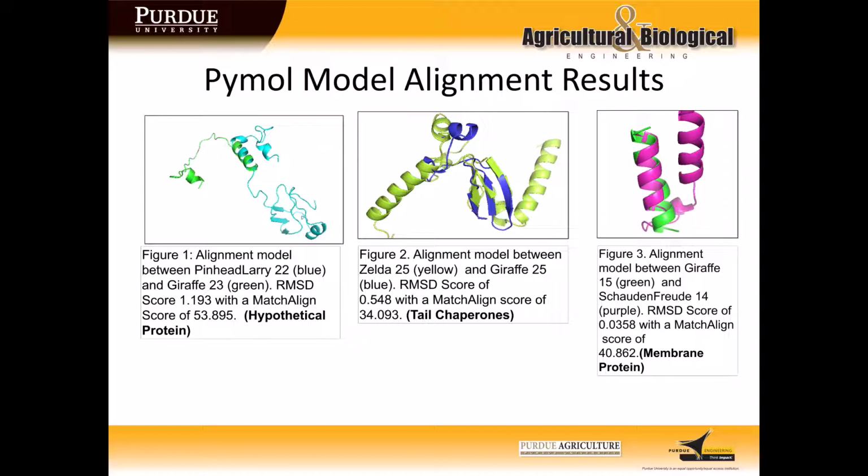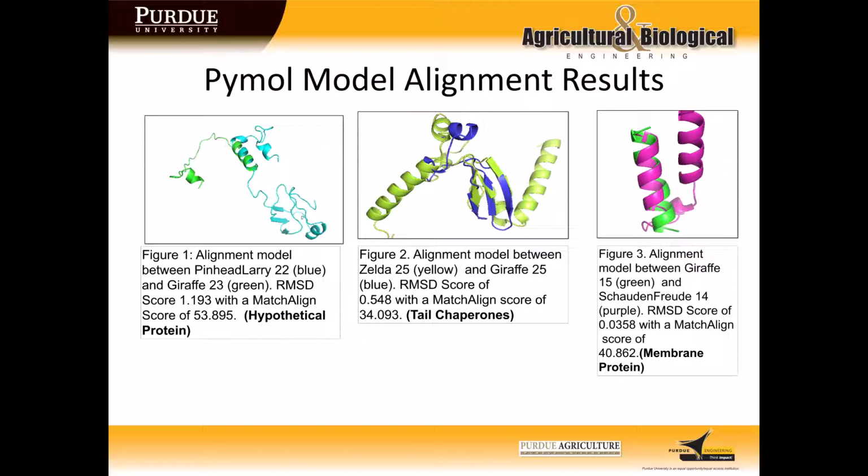conservation. Draft 23 was compared to Pinhead Larry 22 in Figure 1, which have both been annotated as hypothetical no-known function proteins. This superimposition produced a match-align score of 53.895 and an RMSD of over 1, both of which indicate a relatively poor alignment. Next, Draft 25 was compared to Zelda 25, as shown in Figure 2, which have both been annotated as tail chaperones.